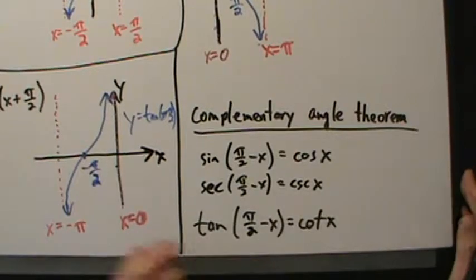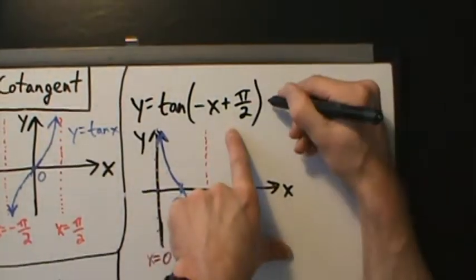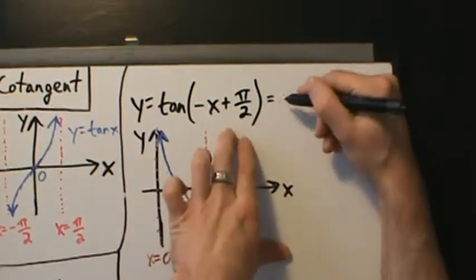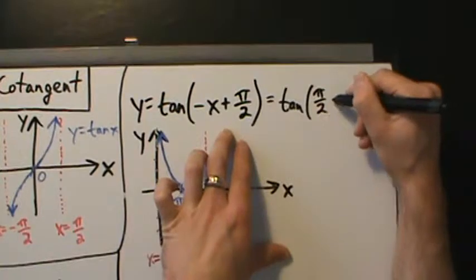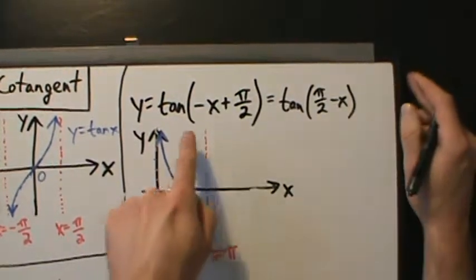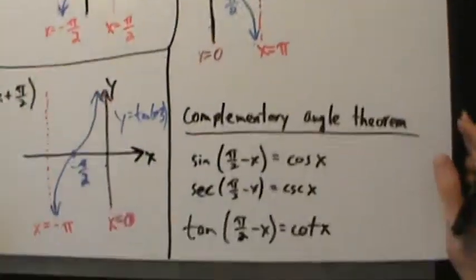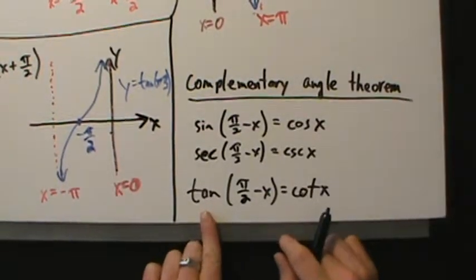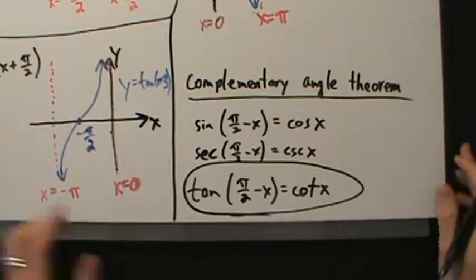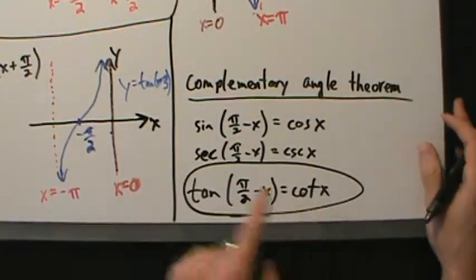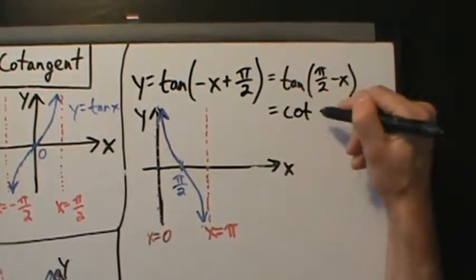Well, how's that relevant? Let's come back up here and take a look at this. Tangent of negative x plus pi over 2. Well, negative x plus pi over 2 is the same thing as pi over 2 minus x. So inside of the tangent, I can write it like this: tangent of pi over 2 minus x. Remember, the complementary angle theorem says that tangent of pi over 2 minus x is cotangent. So right here, tan of pi over 2 minus x is cotangent of x.